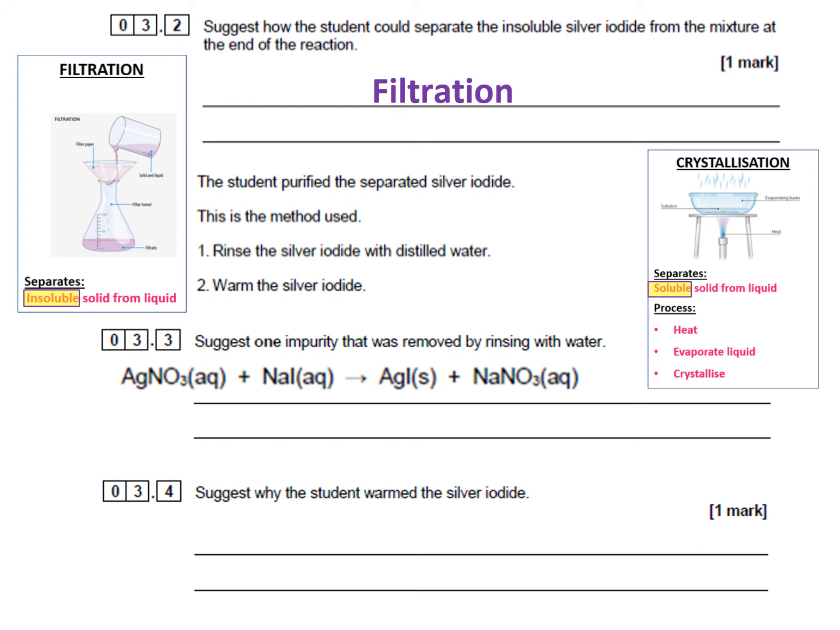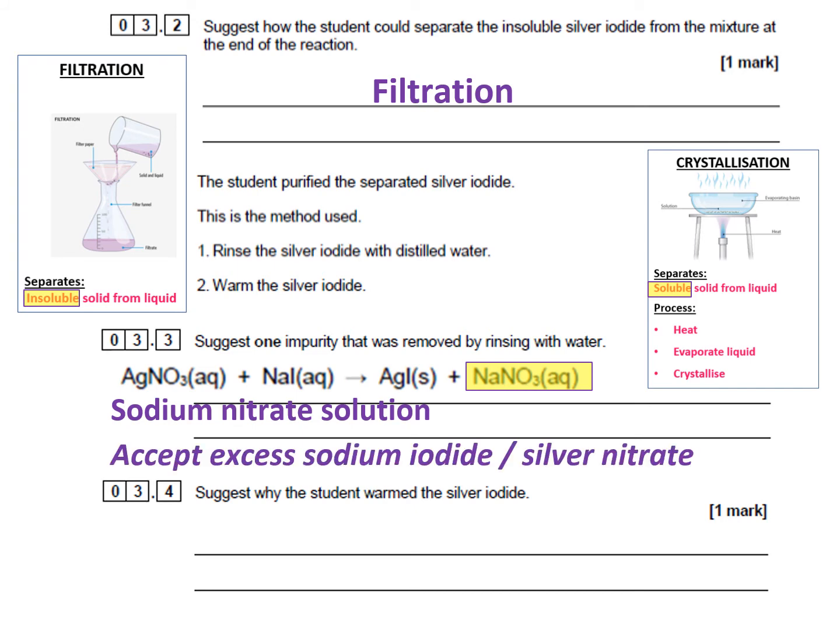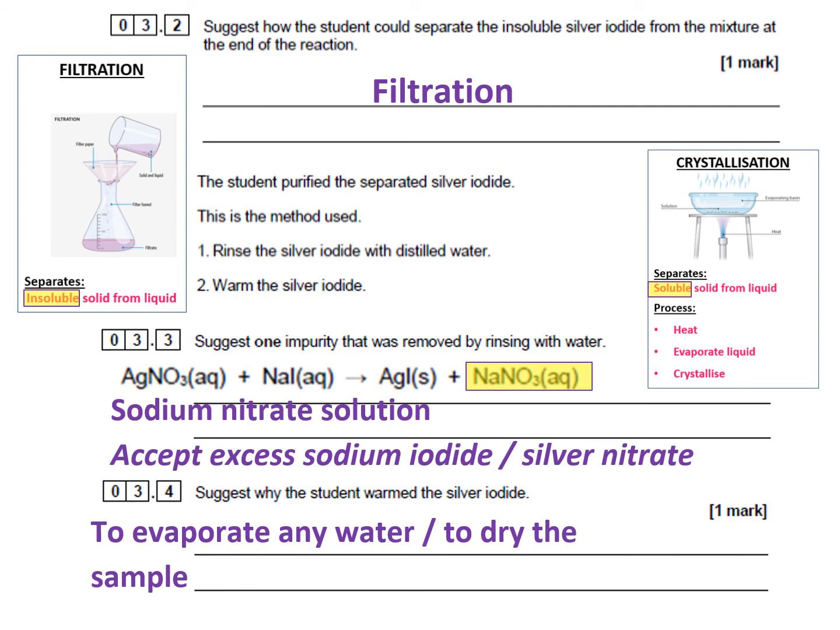So what's going to be removed when they rinse it? Any of those solutions, any of the dissolved substances, in particular the second product. Why do we warm the silver iodide? To evaporate off the water, to concentrate our solution, and then to dry the final silver iodide sample.